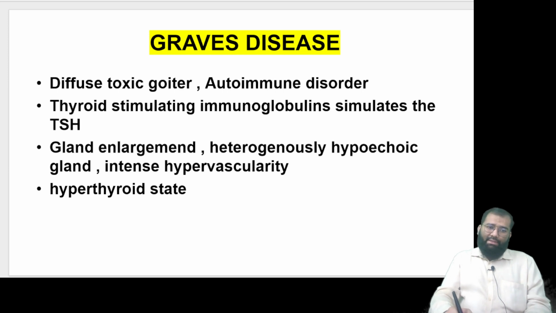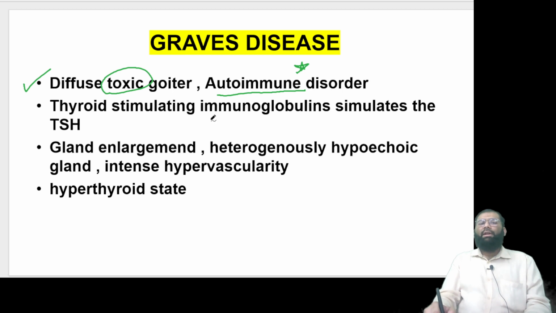Graves disease. So, it is diffuse toxic goiter. It's an autoimmune disorder, important. There are special antibodies, which are thyroid stimulating antibodies, and they just act like TSH. The structure is similar to TSH. So they act like TSH, and what do they do after binding to thyroid?